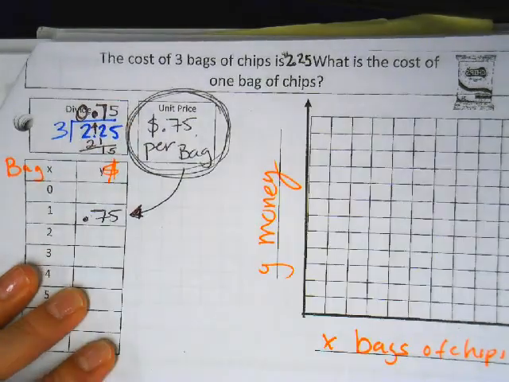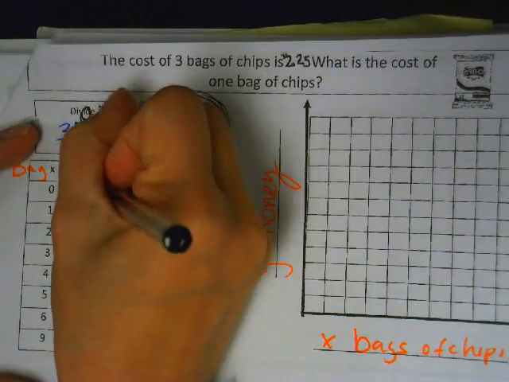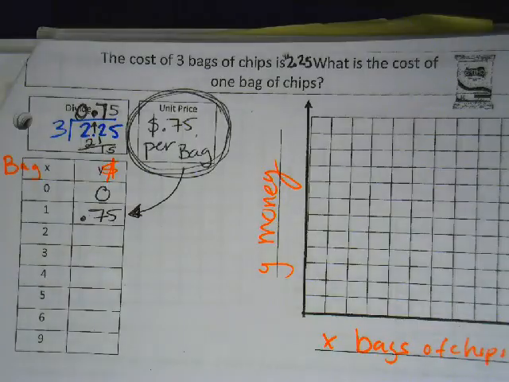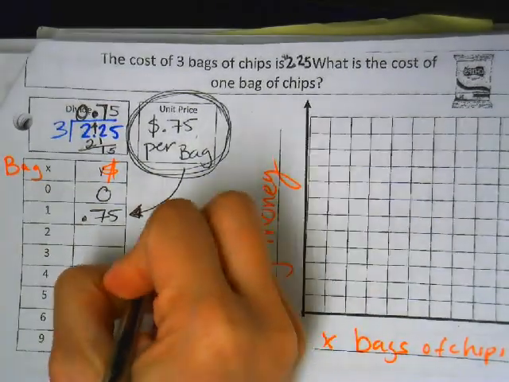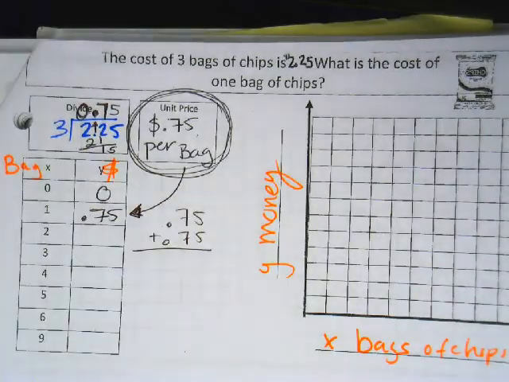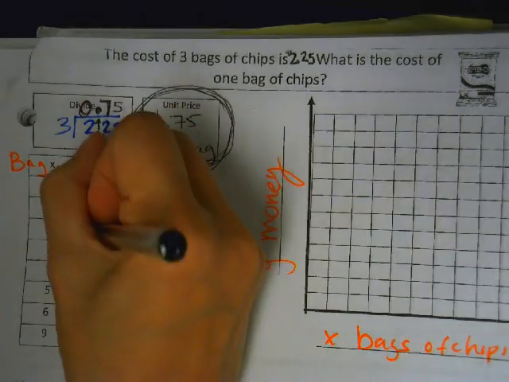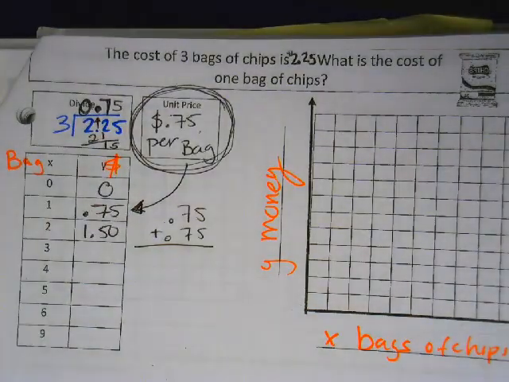How much would 0 bags of chips cost? 0. Wow, that's tough right there. All right. Can I just keep adding 75 cents? Yeah. I can just keep adding 75 cents. So what's 75 cents plus 75 cents? 1.50. All right. I'm going to take a little water break while you continue working.